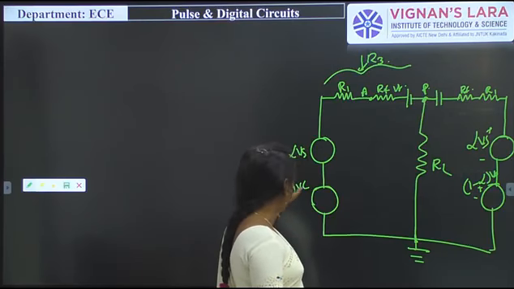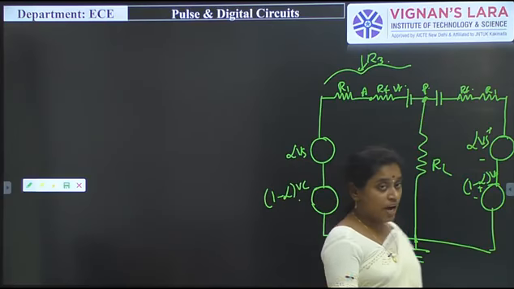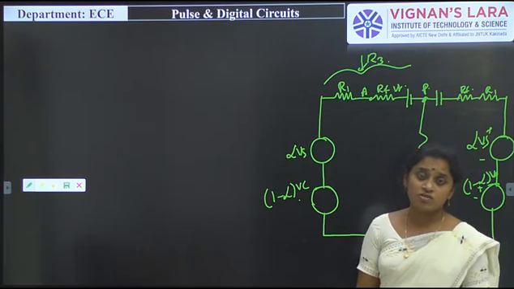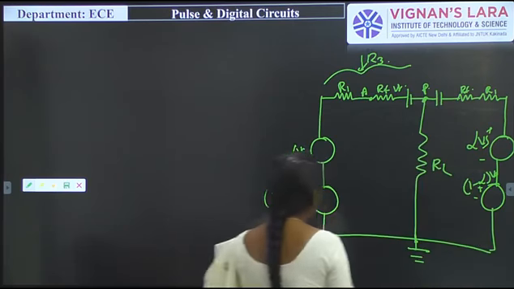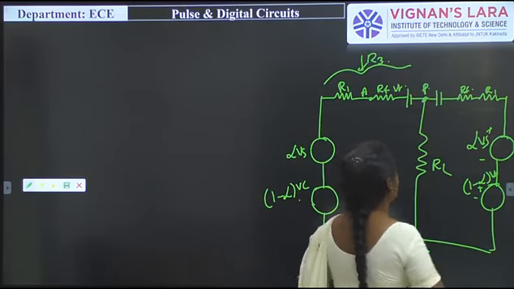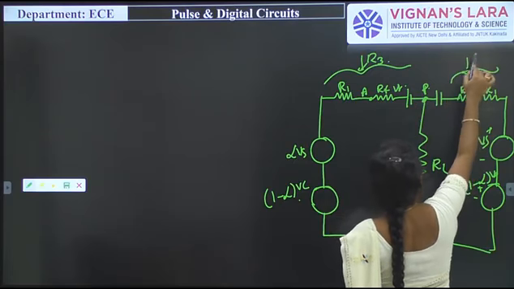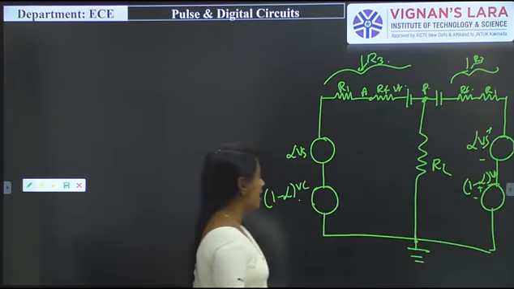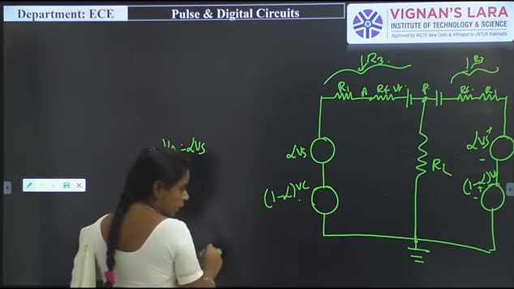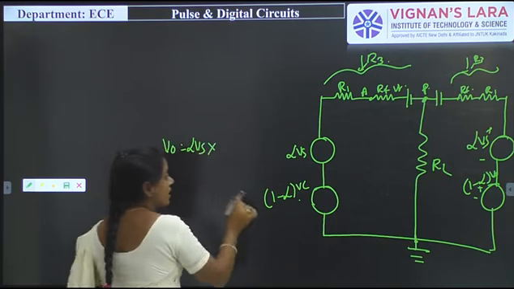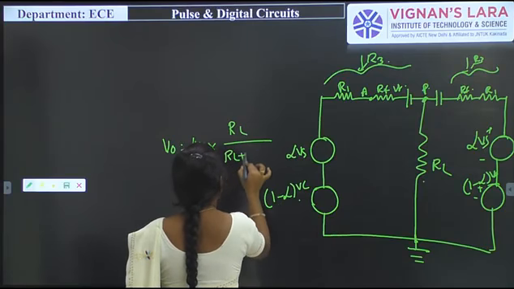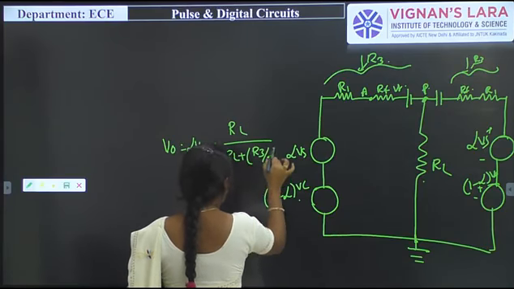That is alpha Vs into RL by RL. What is RL? The load resistor. So RL by RL plus R3 by 2. Here the R3 is in two parts, so this resistance we have to take as R3, and in total we have two R3s. So that is R3 by 2. Simply, the V0 is equal to alpha Vs into RL by RL plus R3 by 2.